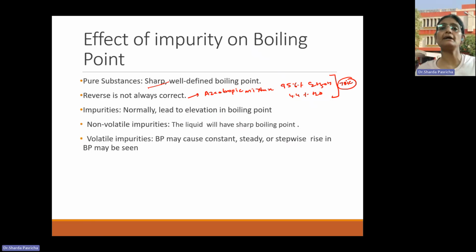Whereas if you have a volatile impurity, in that case, three situations may arise. The first is the impurity is forming a constant boiling mixture with the liquid whose boiling point you are determining. In that case, you will have a constant boiling point for the azeotropic mixture. The second thing is, you may observe that the boiling point of the liquid steadily increases. The third thing that you may observe is that the boiling point of the liquid rises in steps. So what phenomena is observed will depend upon the type of impurity and the amount of impurity which is present in the sample whose boiling point you are going to determine.